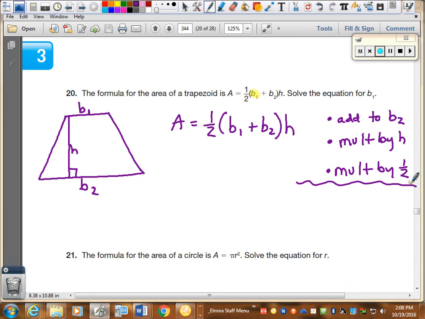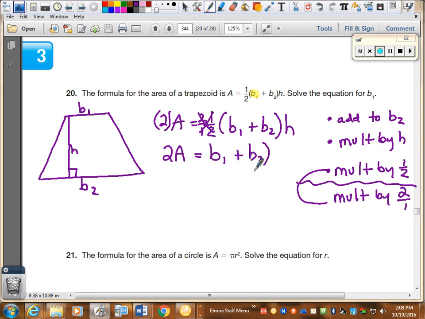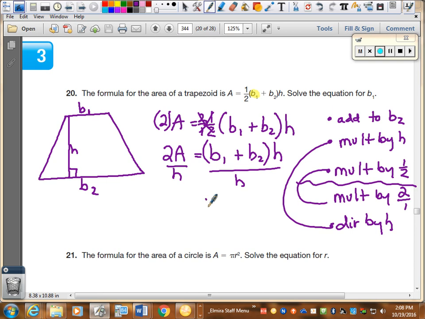So let's go through that in opposite direction. Remember fractions, we're going to keep the multiply but flip the fraction. So we're multiplying by 2/1 or just 2, same thing. So I've got 2a equals b1 plus b2, still in parentheses, times the height. Then I can divide by h, both sides, and I get b1 plus b2. Now that there's nothing else on the right-hand side, I don't need the parentheses anymore. 2a over h.